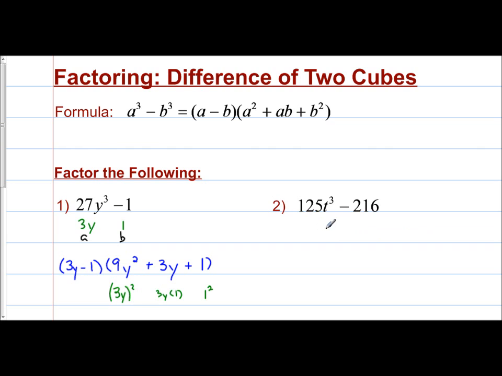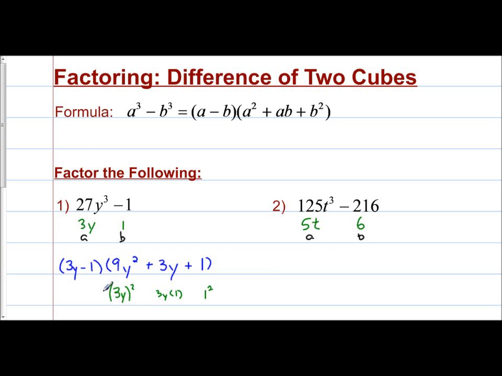One more example like this. Do 125t cubed and 216 have any factors in common? The answer is no, there's not. Now I take a look, I have the difference, and I know 125 is a perfect cube. The cube root of 125 is 5. The cube root of t cubed is t. Then I have 216, which is the perfect cube of 6. So I took the cube root of both numbers. That's going to give me my a and my b for the formula.